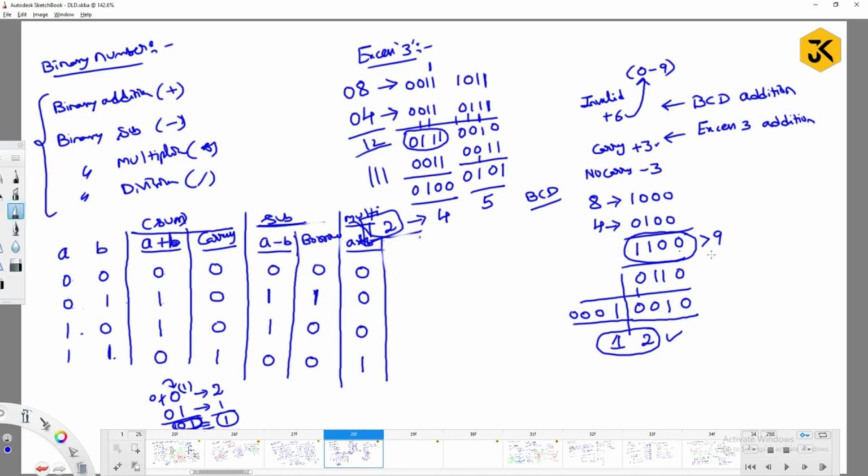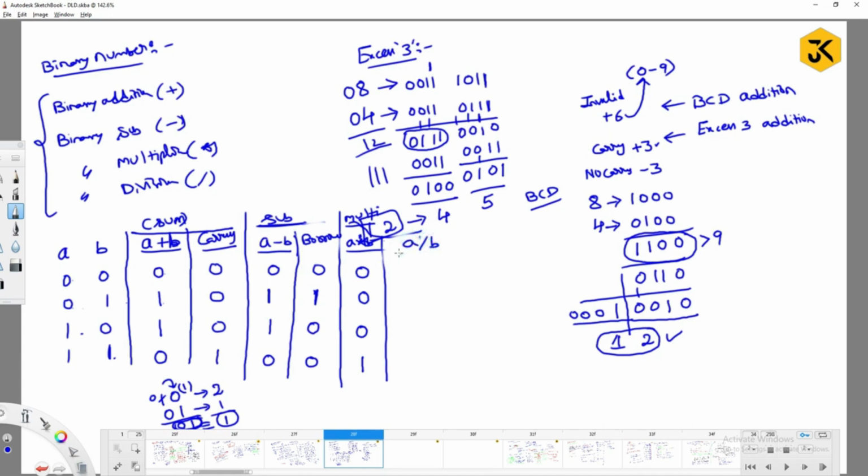Because if you are going to multiply two binary numbers, the possibilities are only these, right? 1 into 1 is 1. It is a rule of the identity property: x into x is x only.